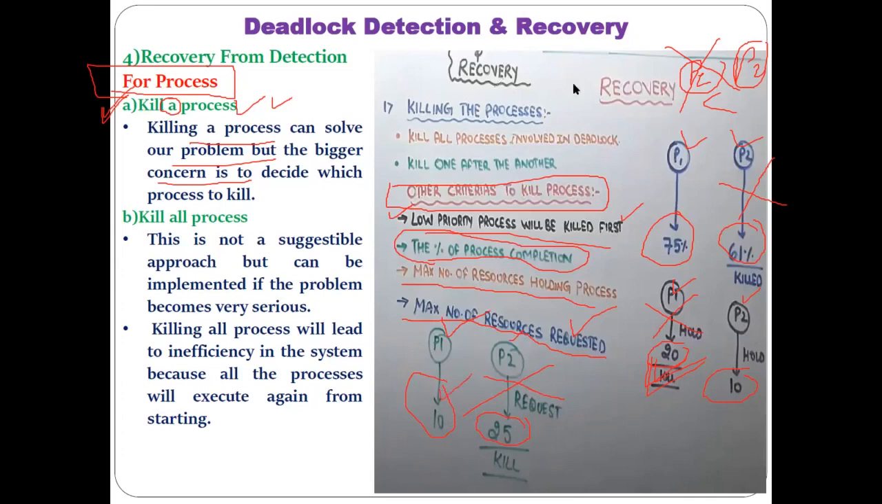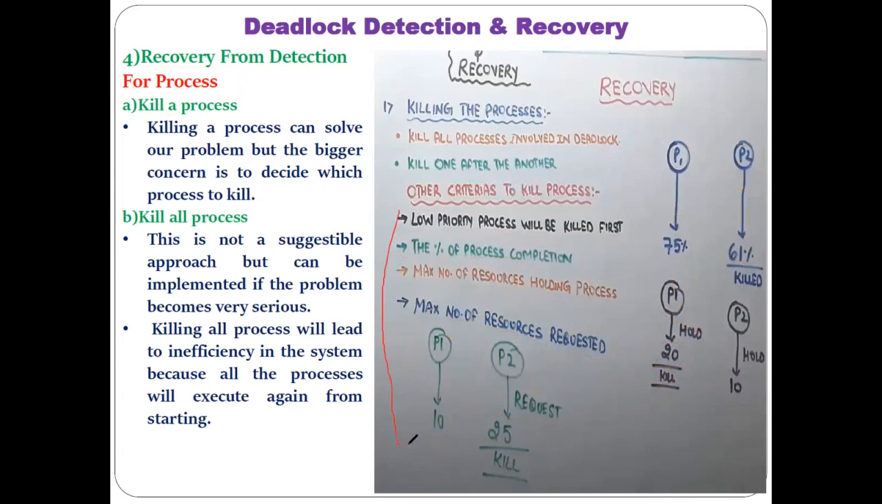So with the help of these different criteria, the decision can be taken by the operating system as to which process to be killed first in order to recover from the deadlock. Okay, that is the first case, where the operating system tries to kill a single process at a time.